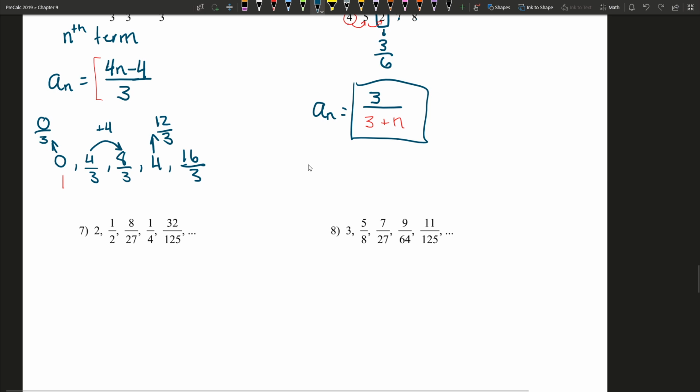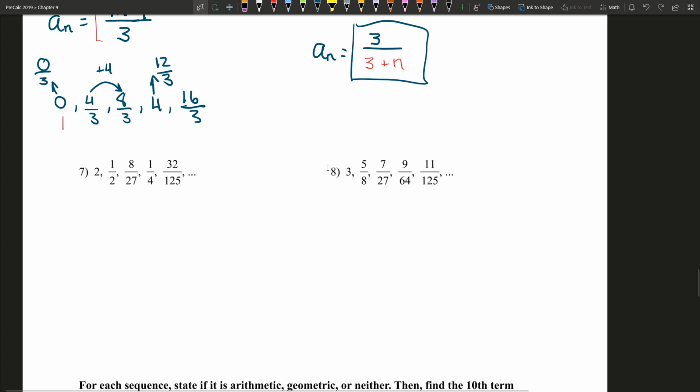Number 7 is actually probably the hardest one on the test. But again, if you take a step back and get rules for the numerator and get rules for the denominator, it will eventually come to you. All right. So I'm going to take a couple of guesses here based off of what I see. I see 27 and 125. I know that 27 is 3 cubed, and I know that 125 is 5 cubed.